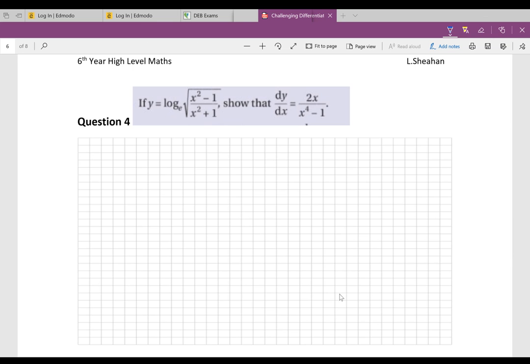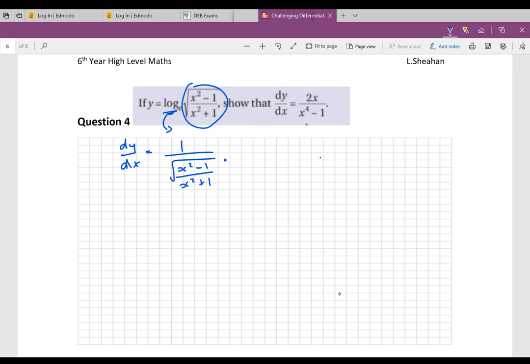Okay, for this question, this was a tricky one. You could do it as just starting dy/dx is equal to 1 over the square root of (x squared minus 1 over x squared plus 1), because that's your log rule: 1 over the entire bit that follows the log, and then multiply it by the quotient rule. Well, actually, it'll be the chain rule and the quotient rule. So you could do it that way. It just works out really long if you do.